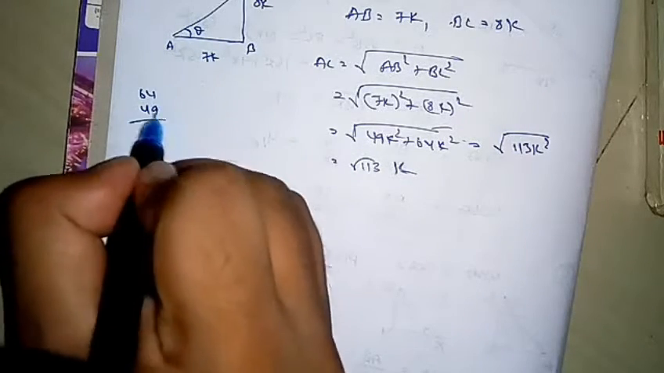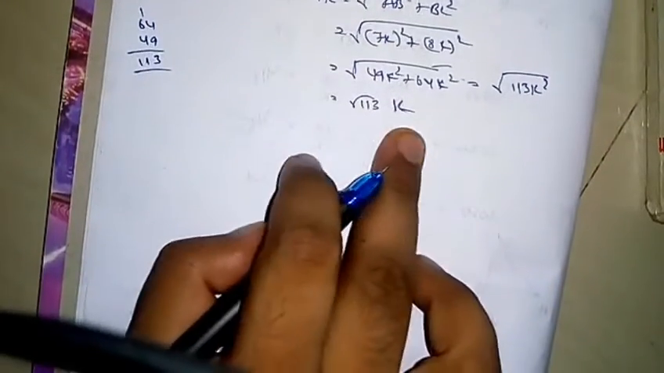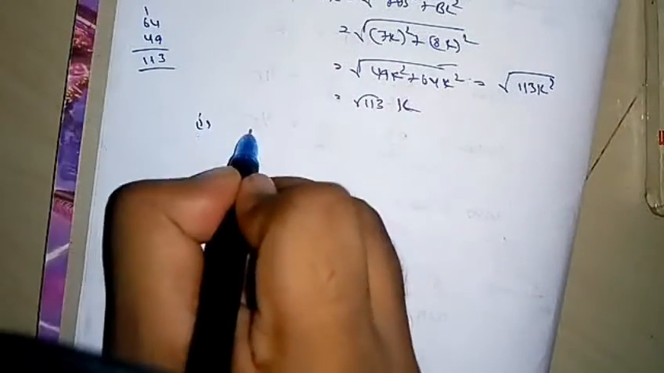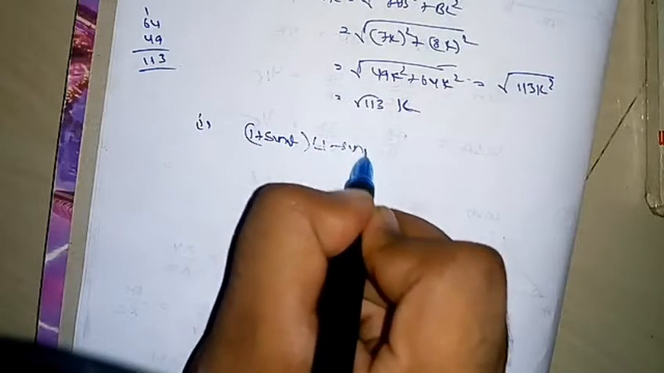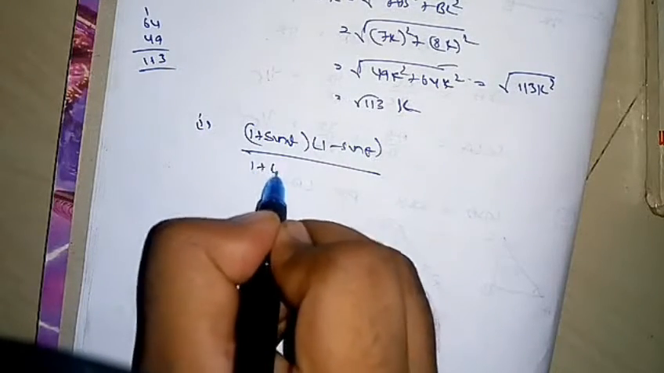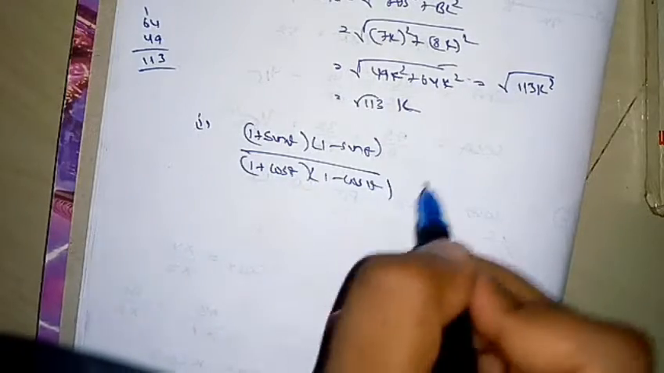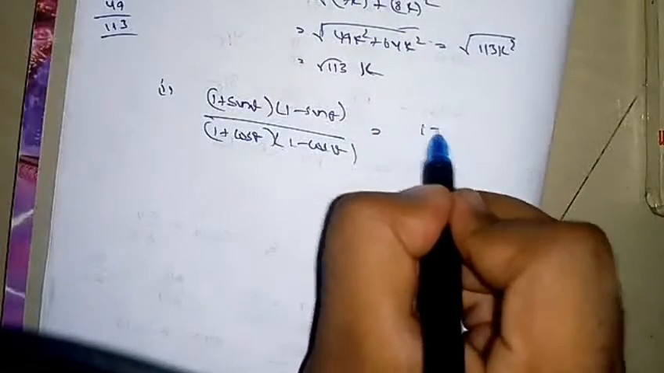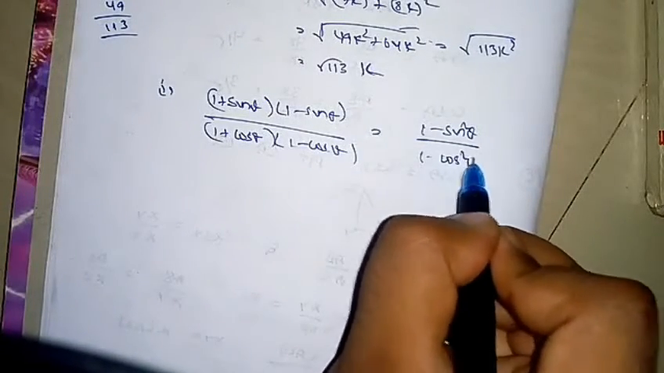64 plus 49 is 113. Yeah, 113k square, this is root 113k. Now you are asked to find first one, 1 plus sin theta into 1 minus sin theta by 1 plus cos theta into 1 minus cos theta. This will be a plus b into a minus b, a square minus b square. So 1 minus sin square theta by 1 minus cos square theta.